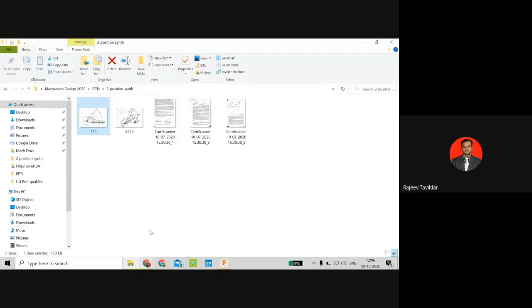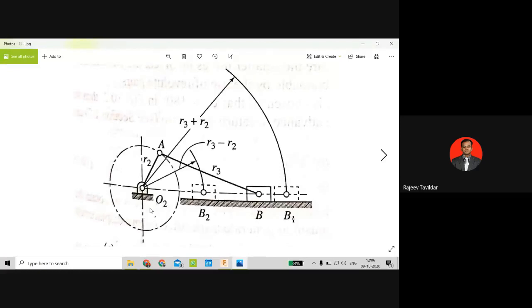Synthesis, we will be having two categories. One is the two position synthesis for the crank slider mechanism, and two position synthesis for the crank rocker mechanism. So let us take this first case, wherein if we are having the crank slider mechanism, then how it is going to work. By looking at this diagram, it becomes a little bit difficult to understand.